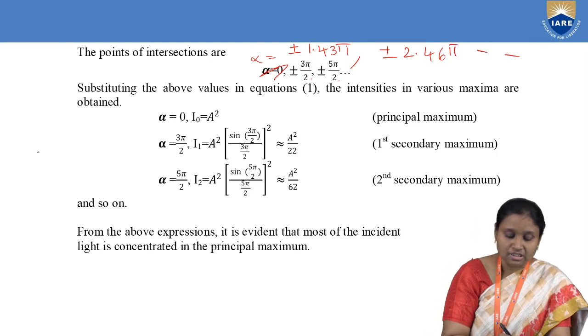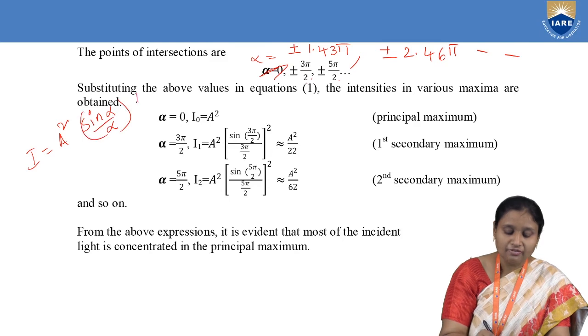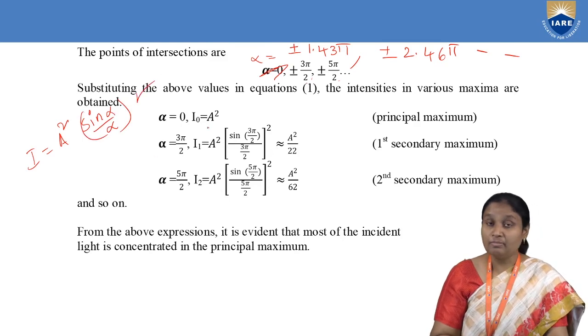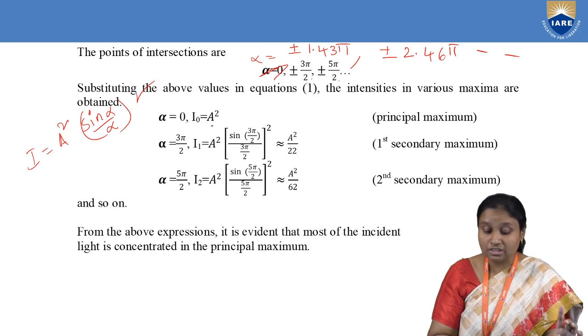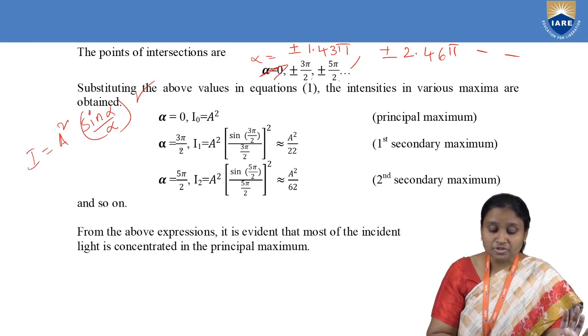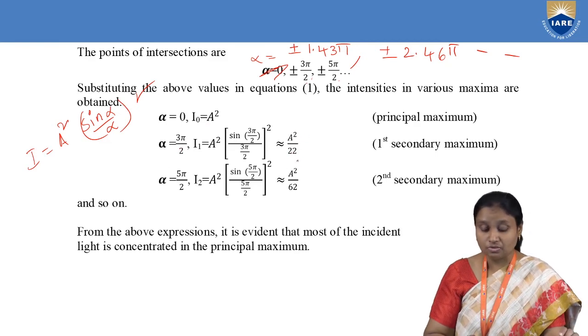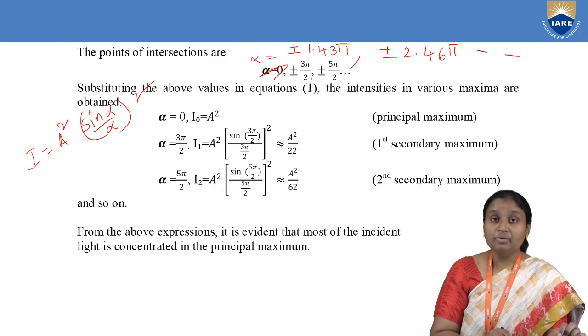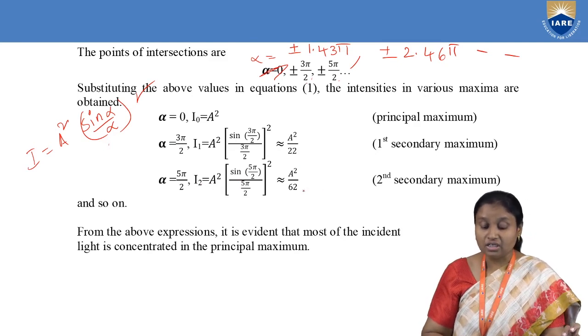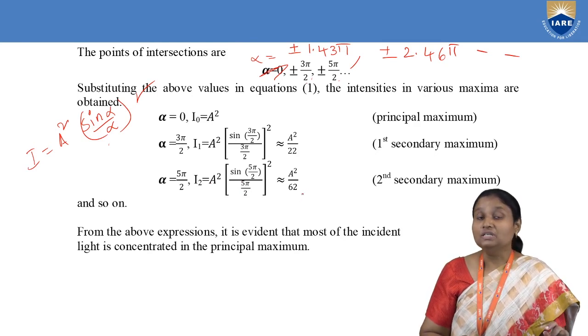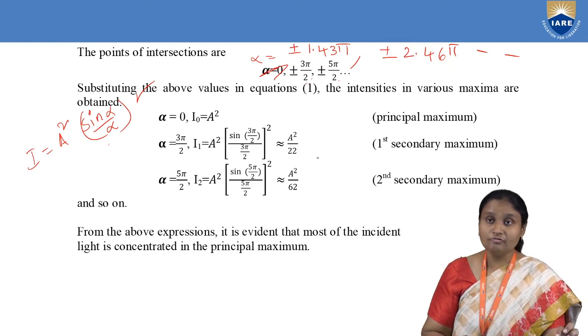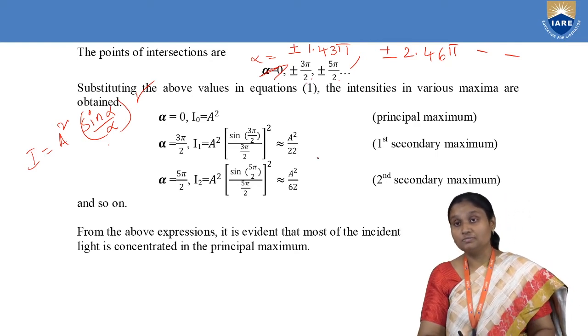And if I substitute, see, the formula I got is I equals a square times sine alpha by alpha, whole square. Now, if I substitute alpha to be 0, then my maximum intensity, which is at the point P0 on the screen, is a square. And if I substitute alpha equal to 3 pi by 2, I end up having intensity a square by 22. And if I substitute alpha to be 5 pi by 2 in this expression for intensity, I end up having intensity a square by 62. What does it indicate? It means that as alpha value is increasing, the intensity of the maxima keeps on decreasing.